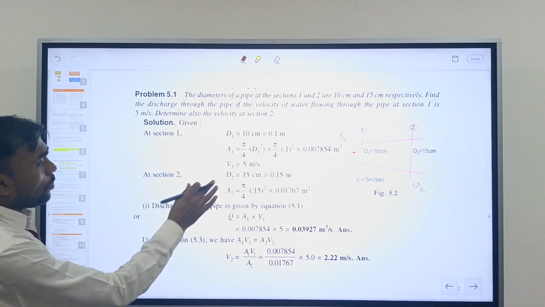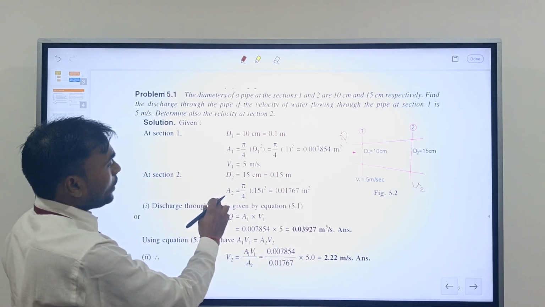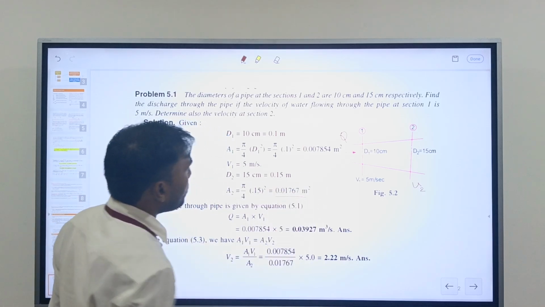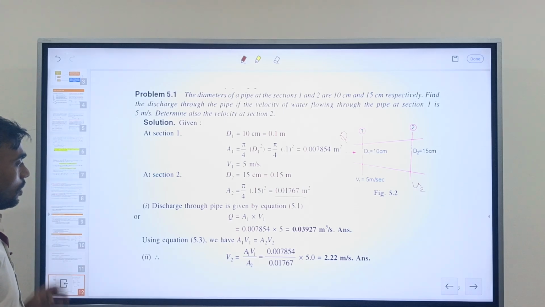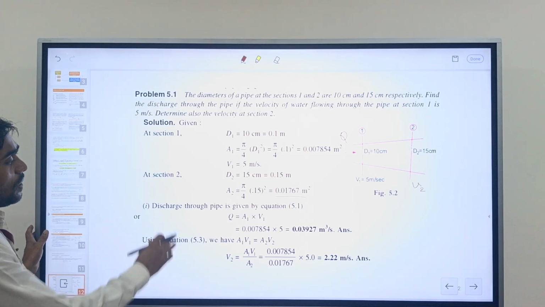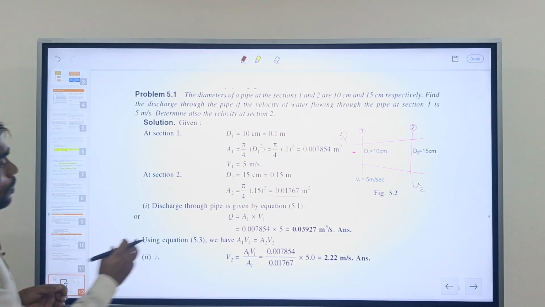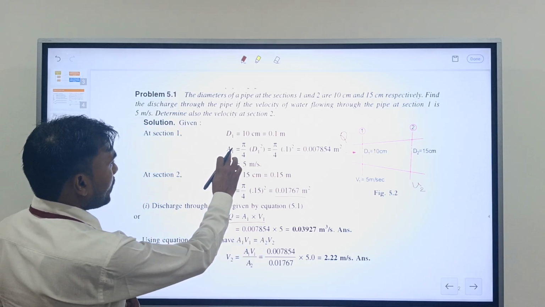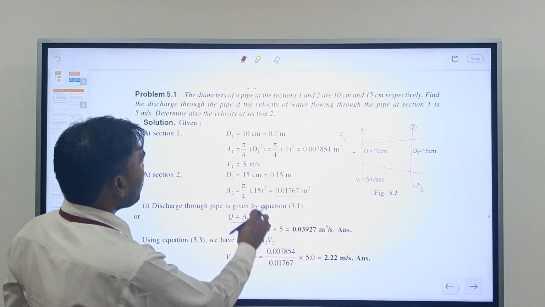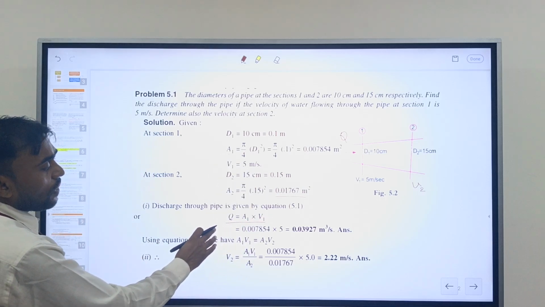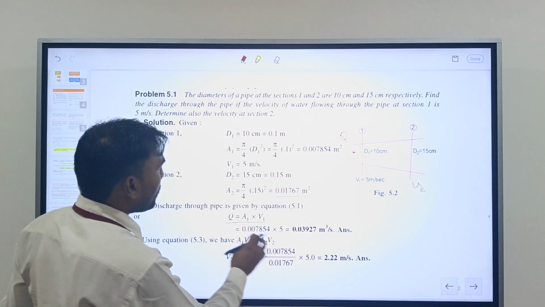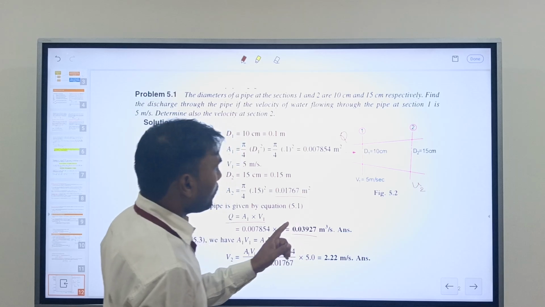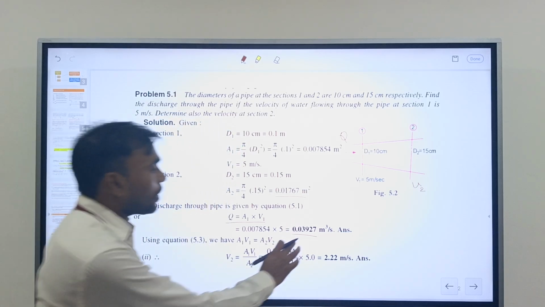Similarly, at section 2, D2 is given and A2 can be calculated using D2. So this will be equal to the 0.01767 meter square. Now use the formula of the Q, that is the Q at section 1 will be given as A1 V1. So A1 is already given and V1 is already given. Using this formula we can calculate the rate of discharge through section 1. So this will be equal to the 0.3927 meter cube per second.